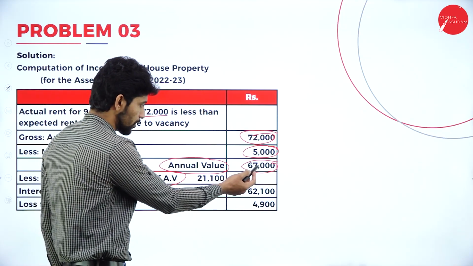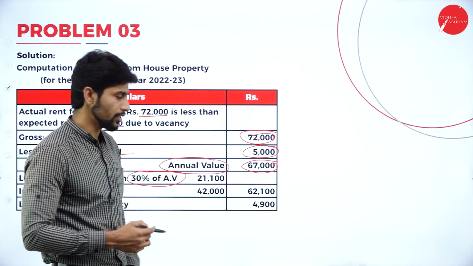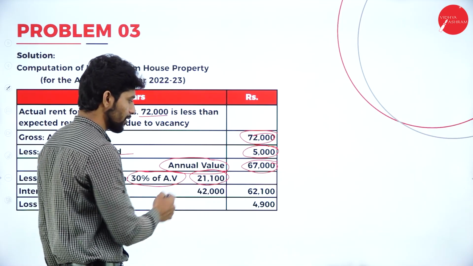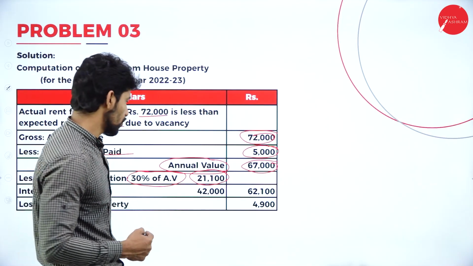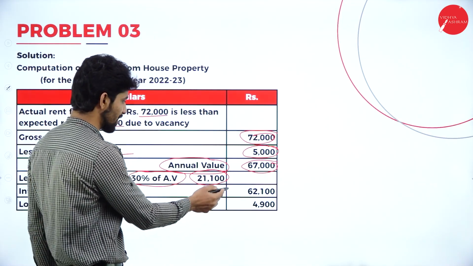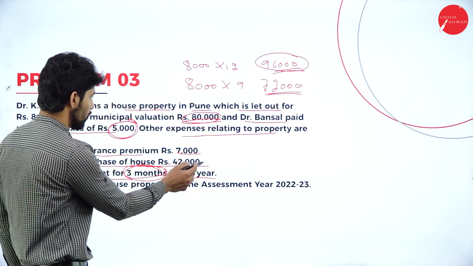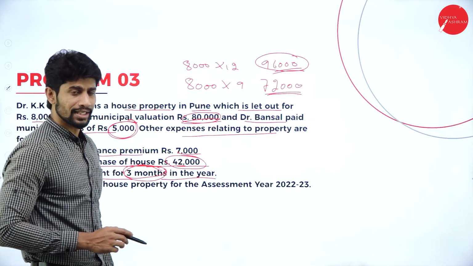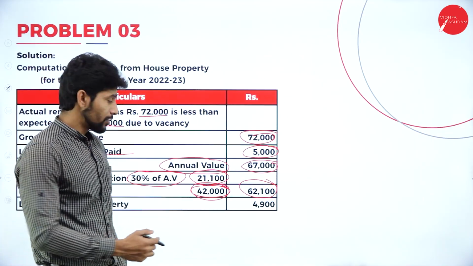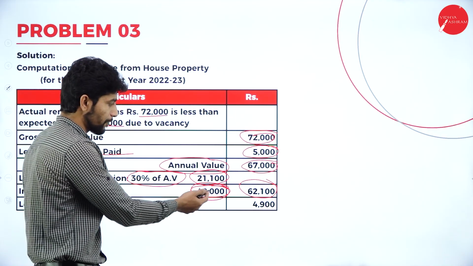So if you compute 30% on 67,000, you will get 21,100. And also interest on loan is given. What is the interest on loan? 42,000 is given in the problem. Interest on loan 42,000. So deduct interest on loan. So deduct 21,100 and 42,000.